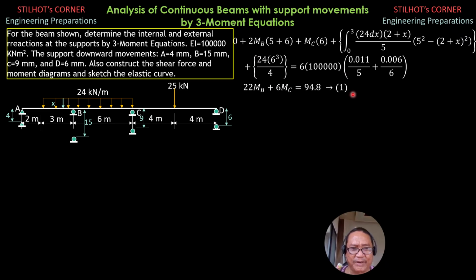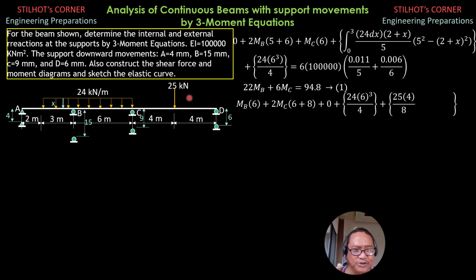Call that equation 1. Then we write three-moment equations for the portion BCD. Moment at D is 0. Take note of that. So MB times 6 plus 2 times MC, quantity 6 plus 8 plus 0 plus W24 6 cubed over 4 plus 25 times b 4 all over L 8 quantity 8 square minus 4 square, and equals 600,000 or 6 times 100,000. The reference this time is the horizontal line through C.